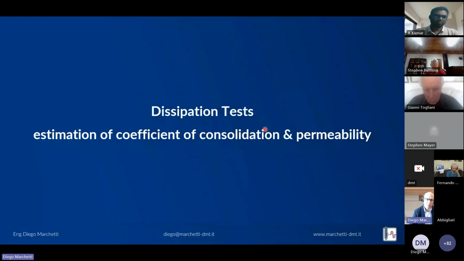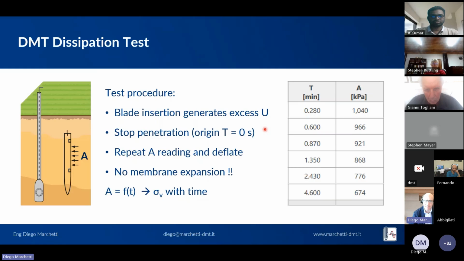Another test that is possible with the DMT is the dissipation test for the estimation of the coefficient of consolidation and permeability. The test consists in advancing the blade into the soil, which generates an excess pore water pressure, and then you stop the penetration and start from that time a stopwatch. The A readings taken with time will only monitor the total horizontal stress with time, accounting for how much time it takes for the water to dissipate. So there is no membrane expansion to B, only A readings are taken with time.